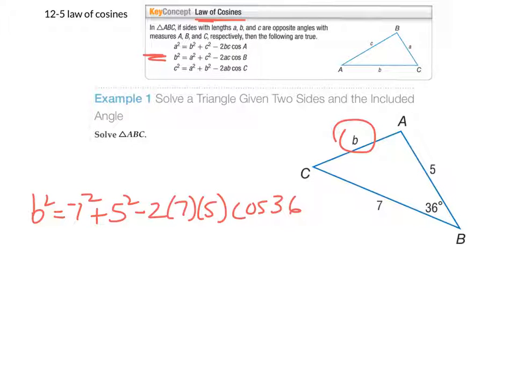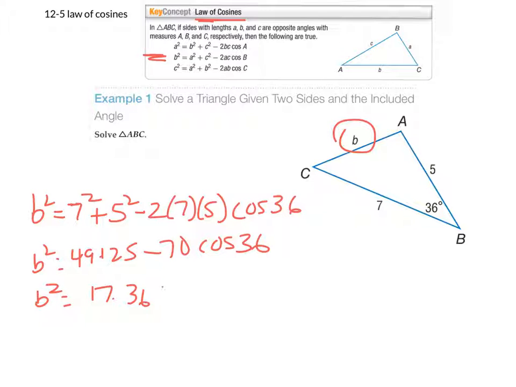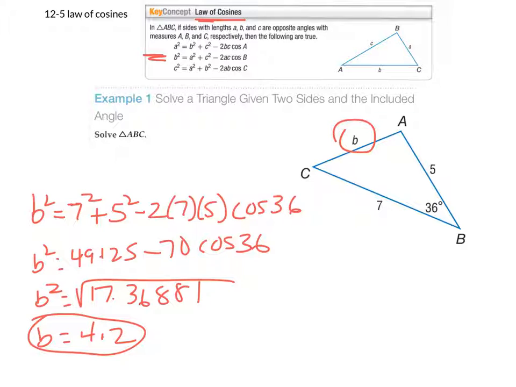Now all we do is press this into our calculator, and we will take the square root to get the answer. So this is 49 plus 25 minus 70 times cosine of 36. So by doing the math, we get b squared equals 17.36881. And when I take the square root of that, I get the answer rounded to the tenth as 4.2. And so now I have my answer.